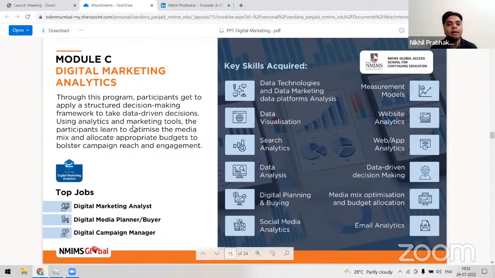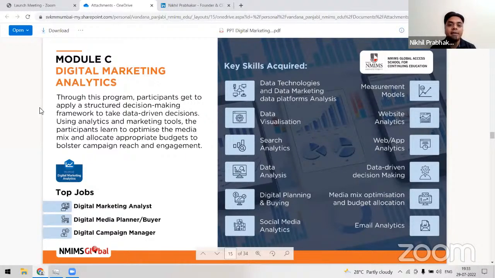Should we go for, let's say, getting a tool on subscription, or should we create a tool for ourselves? Should we work entirely on Excel? Should we get a CRM platform or a customer relationship management system? Then which are the popular tools for that? These are the things which you can expect to be discussed in the digital marketing analytics module.